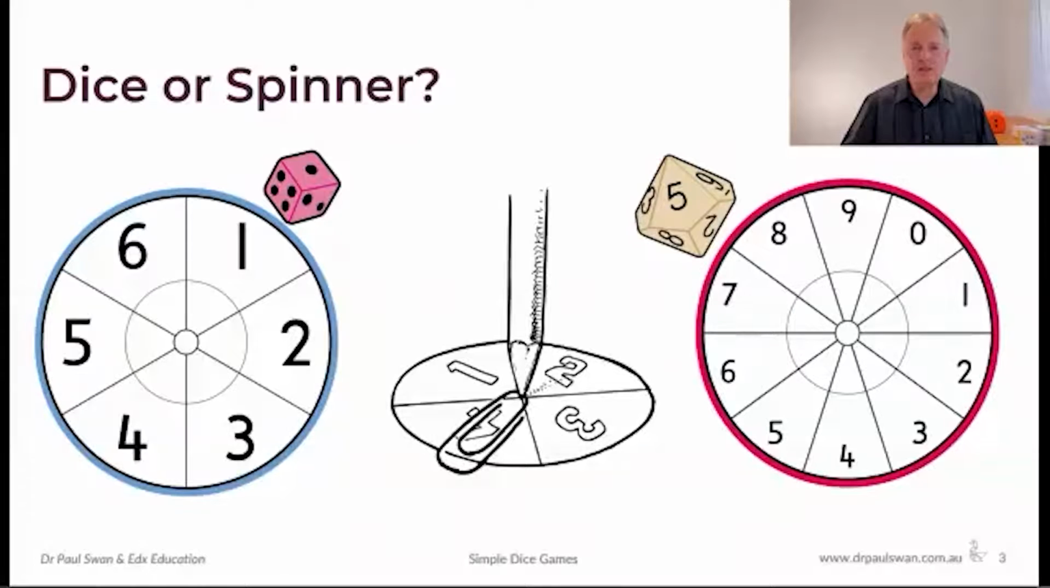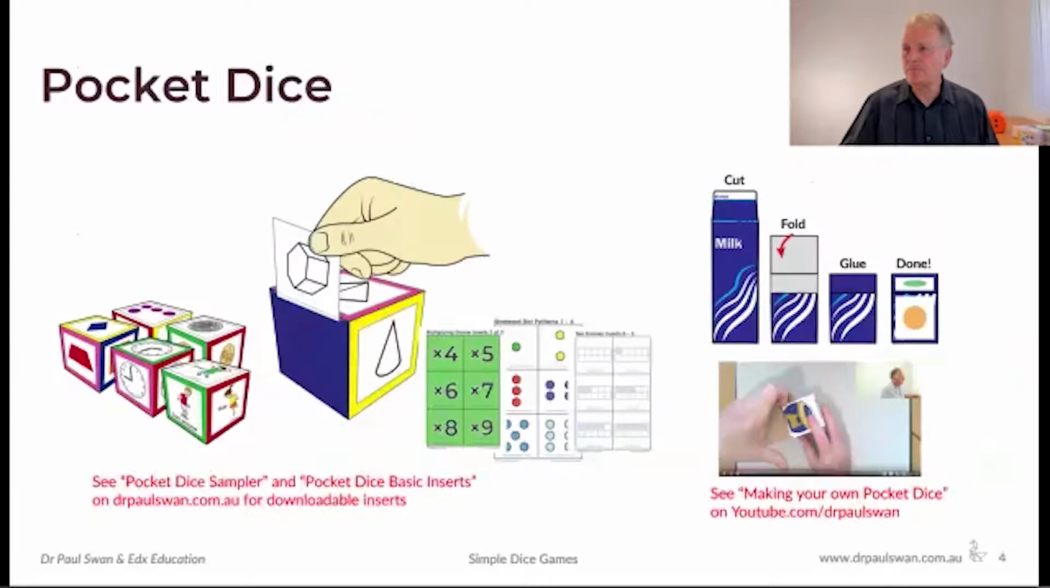There's one other thing just before we get started. I wanted to talk about the fact that sometimes you might want to make your own dice. Now, you can get pocket dice, and essentially with pocket dice, you just slide pieces in, as you can see in the picture there. We've got shapes and various bits and pieces. Now, I appreciate that people may not have pocket dice either, so I've made a little video called Making Your Own Pocket Dice, and you can find that on YouTube.